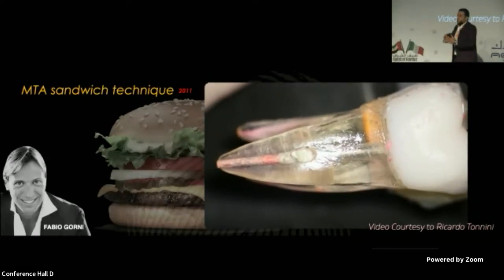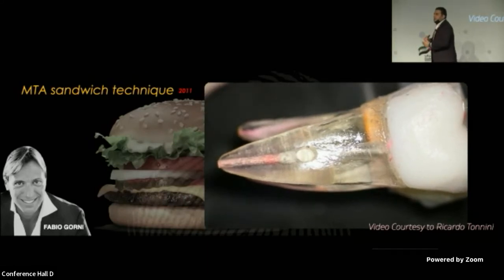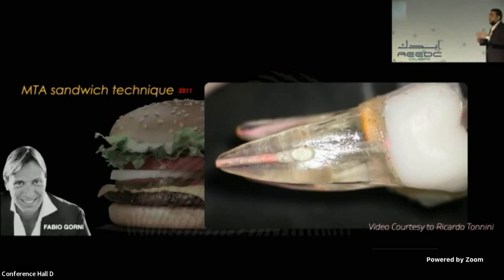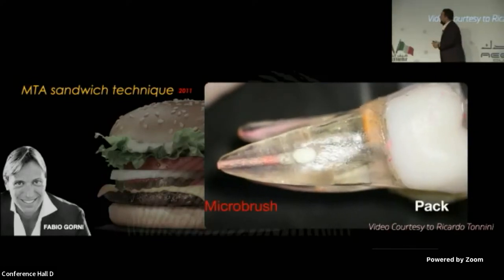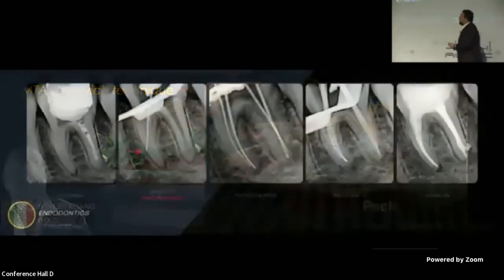And for the coronal portion, after placing the root repair material, we just inject warm Gutta-percha to seal the coronal portion. Then we can apply our etch and bond and seal the cavity. Now we see a clinical case.